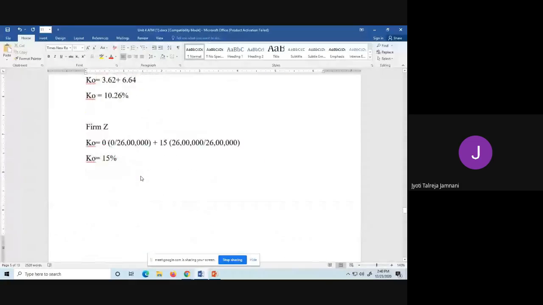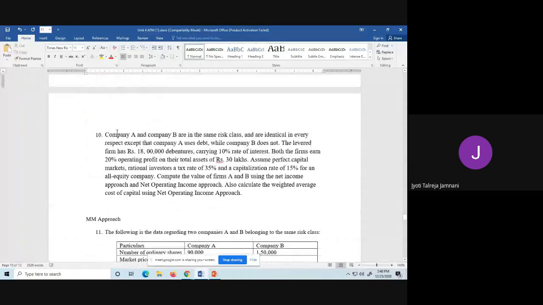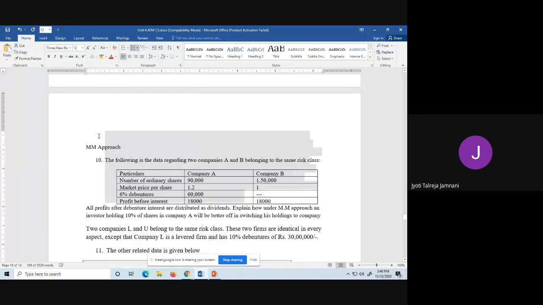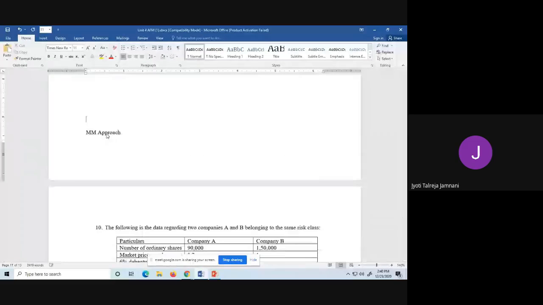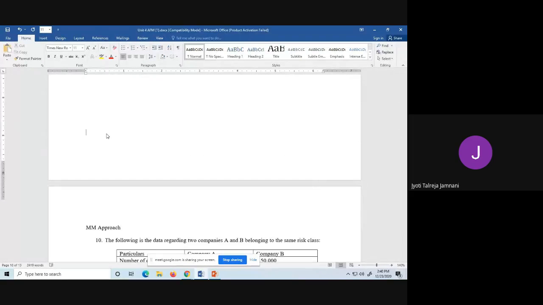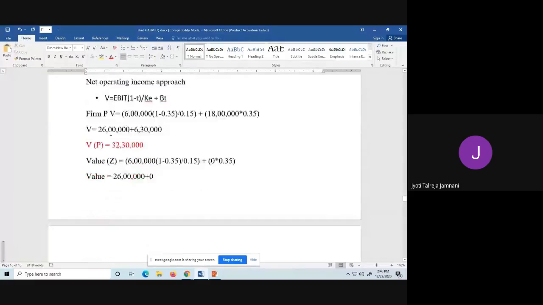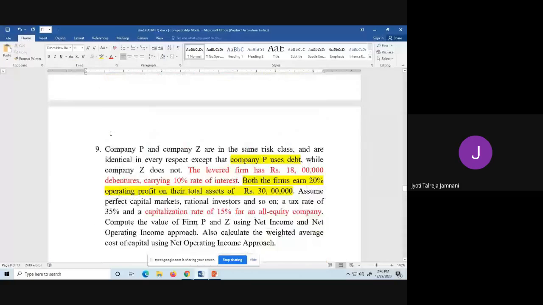Just look at the 10th one. It is similar. Instead of P and Z, it is A and B. And the same 30 lakh, 20% profit, 18 lakh debentures. So it is exactly same. We will not do this. I'll get some other sum in the next class. And we will do that on net operating income approach. Till now, I think we have done 3, right?